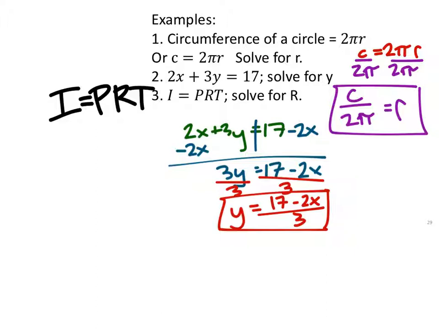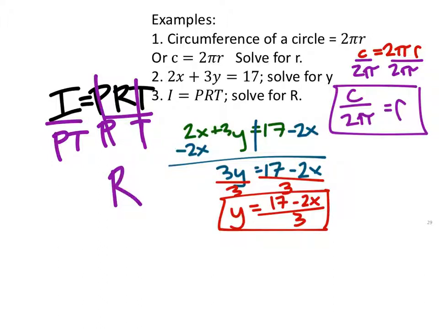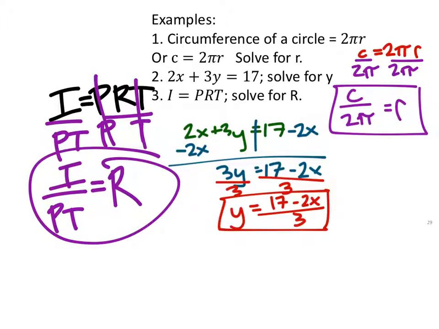Now this is all multiplication, so to get rid of it, I would have to divide by P. But I would also have to divide by T. See, that's going to cancel those out as 1s, which leaves me with just one rate. R equals the interest divided by the principal times the time. There it is.